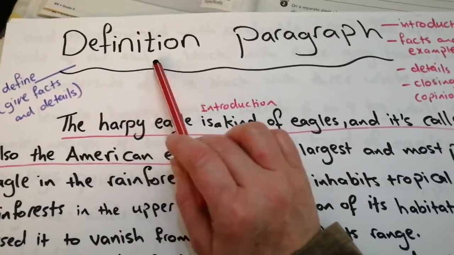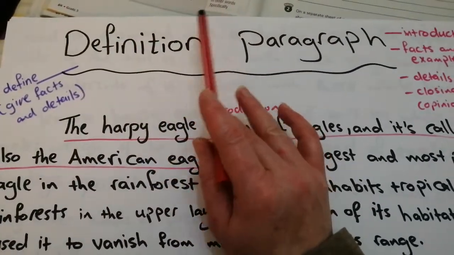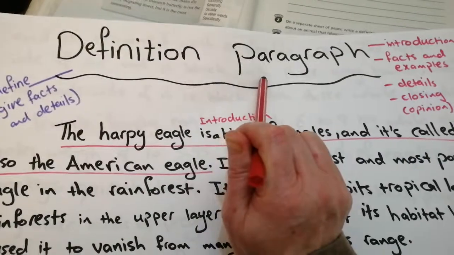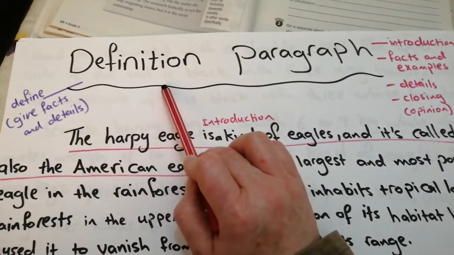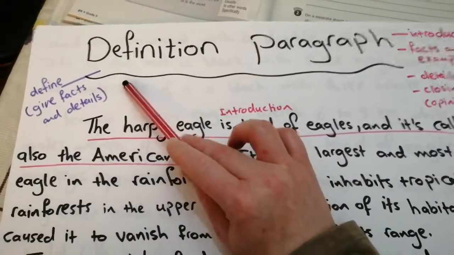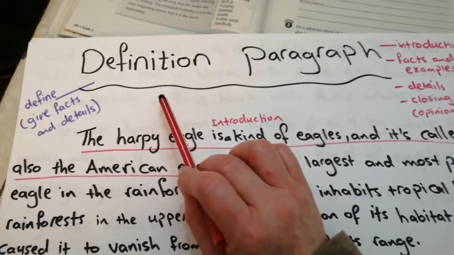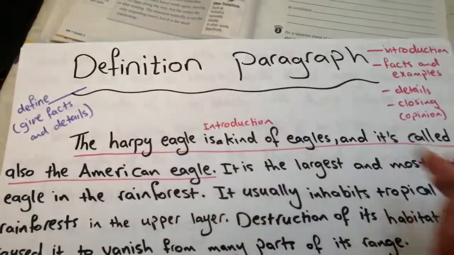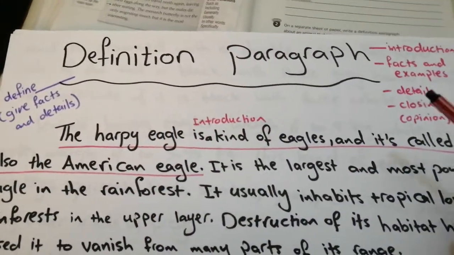So the word definition means to give the meaning of a word. But here, because I'm writing a paragraph, I'm not only going to write the meaning, I'm going to write facts, details, and information about specific topic. That's why we call it definition paragraph.